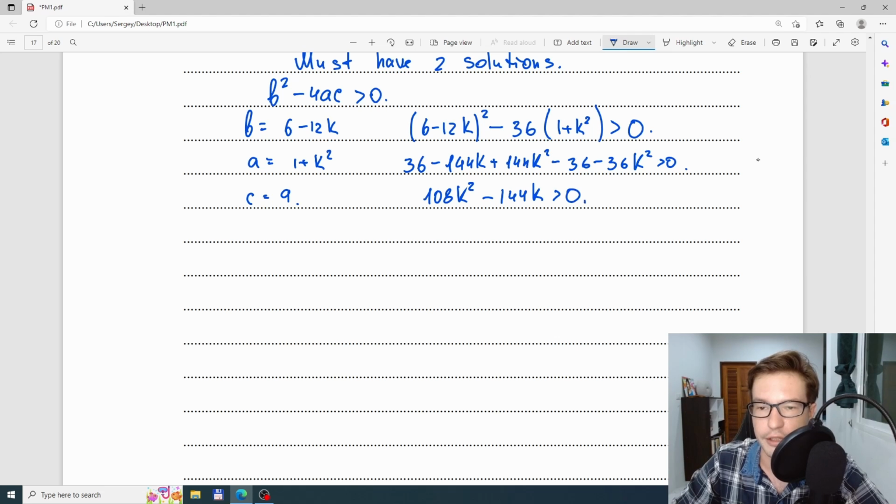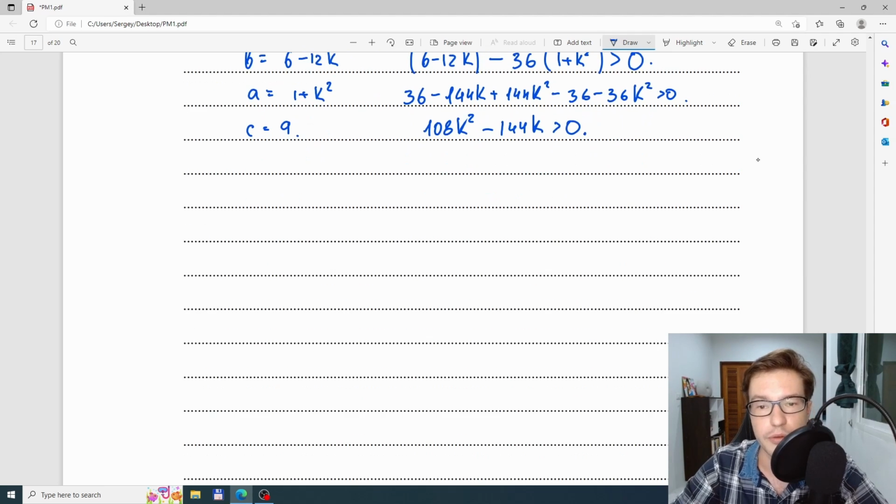We're going to simplify that, collect the like terms, and we'll get 108k squared minus 144k bigger than 0. Now, how to solve quadratic inequalities? I do recommend drawing the sketch, just a very quick one, only with relation to the x-axis. So our quadratic is going to open up because the coefficient of the square term is bigger than 0, so it opens up.